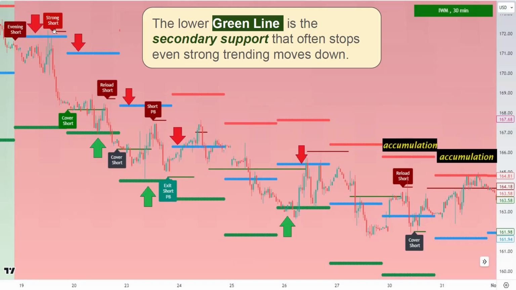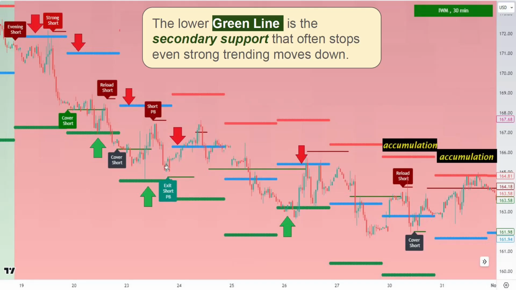And here the indicator printed a strong short setup, and look what happened then. We got a really strong breakdown, a move down that soon printed a cover short signal. But look what happened on the following day. Price spent the whole day under the blue daily support. It could not even approach it to retest it. The following day, the same story. Price spent the whole day under the daily support.